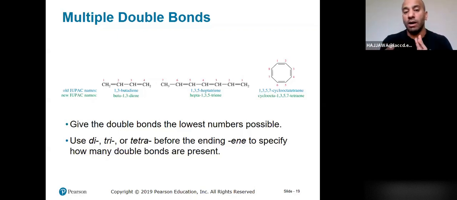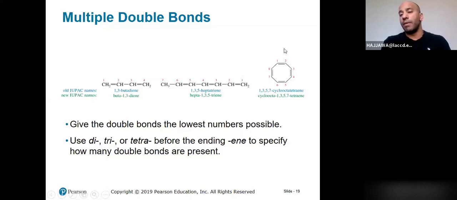So this new system pushes us basically to indicate the position within the parent name. That's why you see it written as buta-1,3-diene. Here's a 3 alkene unit, so hepta-1,3,5-triene, and here is basically a cyclic form of this, an 8-member ring. So you have a cycloocta-1,3,5,7-tetraene. Tetraene means you have 4 alkene units on positions 1, 3, 5, and 7.